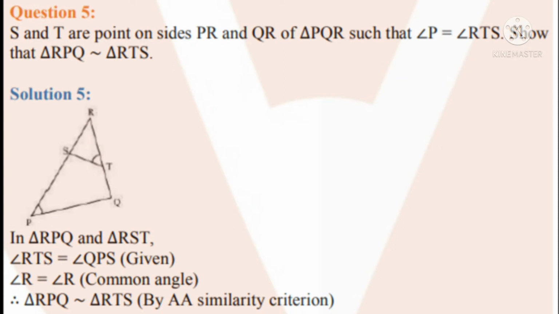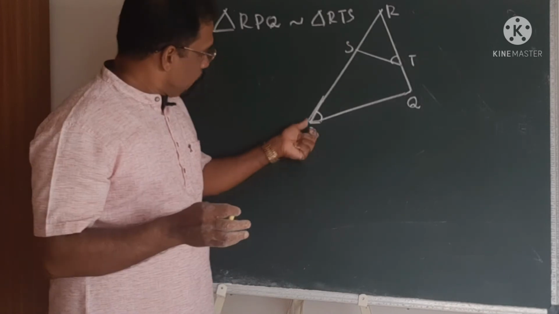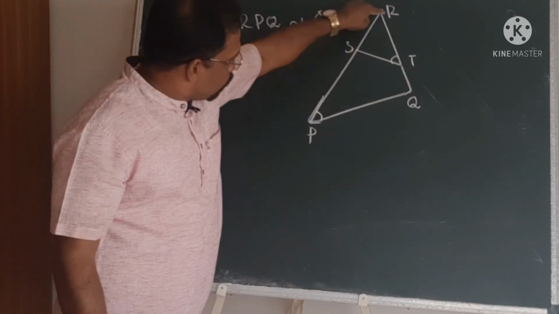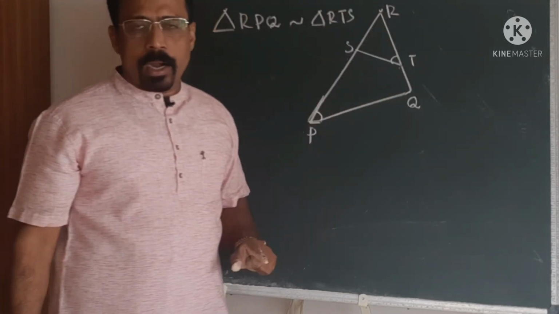S and T are points on sides PR and QR of a triangle PQR such that angle P is equal to angle RTS, so that triangle RPQ is similar to triangle RTS. Now let us understand this question. What is given to us is this angle is equal to this angle. S is a point on PR, T is a point on RQ.